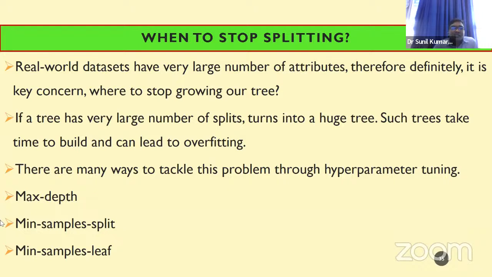A very interesting thing is when to stop splitting. As we have discussed in the previous slides, splitting was continued until reaching the terminal node, I mean, when a leaf node contains all the records belonging to one particular class only. But this sometimes leads to overfitting of the model.